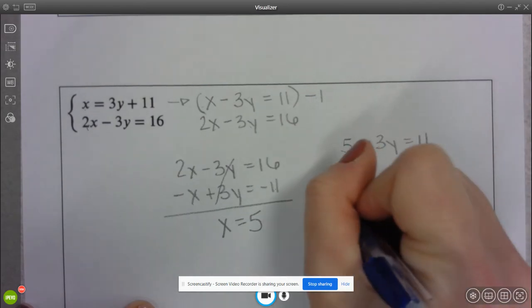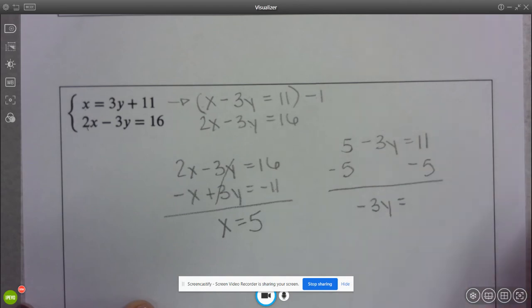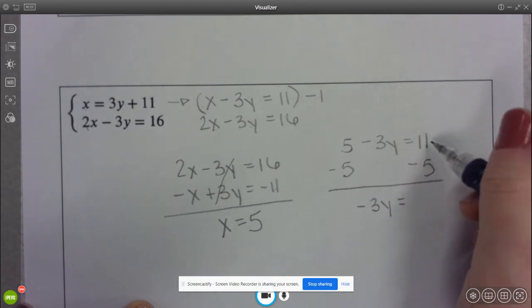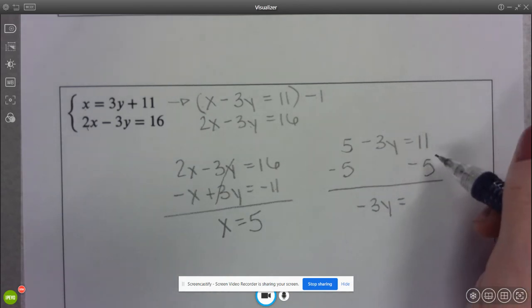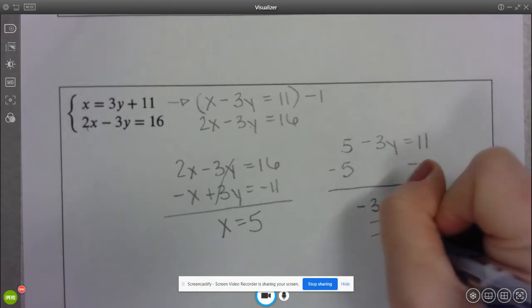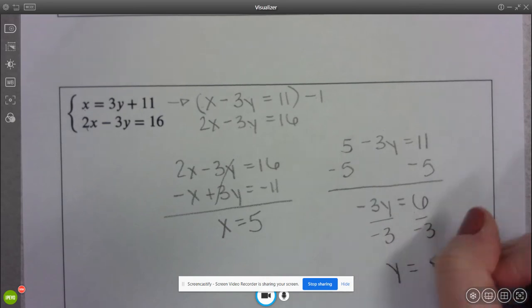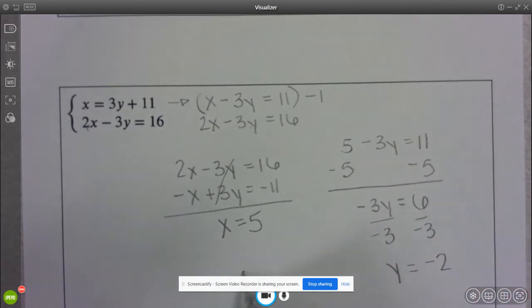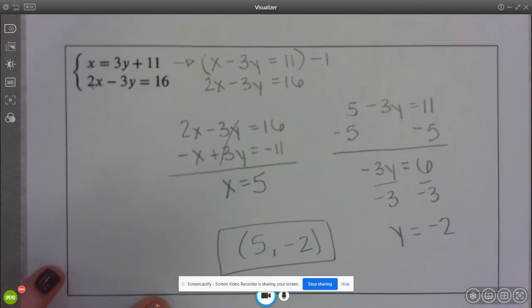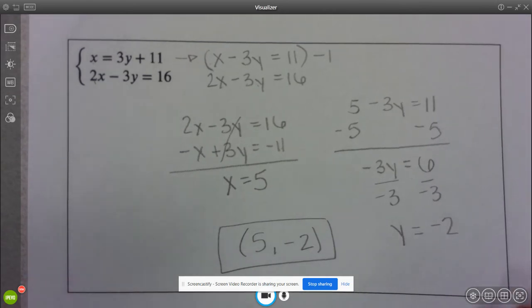Subtracting 5 from both sides. So 11 minus 5 is going to give me 6, which leaves me a y value of -2. So I've got 5, -2. Oops, sorry. There you go. 5, -2 is my solution point.